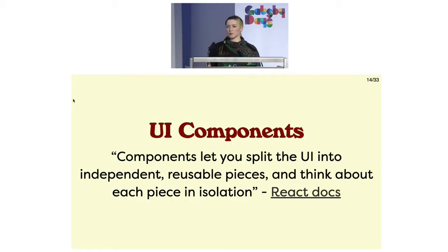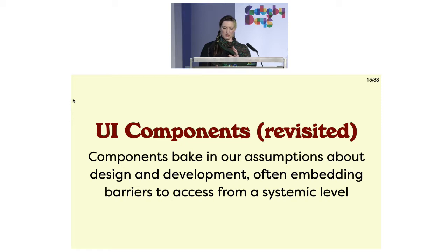So, UI components. We're building websites for people, for the most part, and if we're building user interfaces, we could think of them as components that split your UI into independent and reusable pieces and think about each piece in isolation. That's taken directly from the React documentation. They have some great accessibility docs as well. But if I think of this in terms of systems and how we bake problems into our components, I think of it as baking in assumptions about design and development, often embedding those barriers to access at a systemic level. If you're using a component library and you're baking in assumptions about design, like poor contrast, nobody worries about that, you're embedding that into your component library that then could be applied across websites, across web properties, so those problems are then applied across websites and across systems.